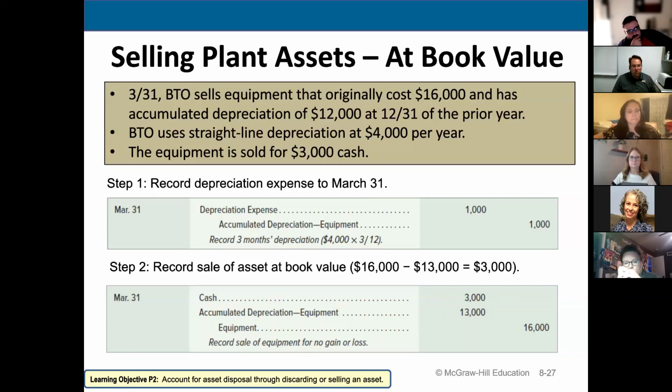And then we're also going to record the full amount of the asset account, equipment in this case. It will always have a debit balance, right? That was our original cost. And so again, here you can see we have a credit to the equipment, so the equipment account is going to go to 0, a debit to accumulated depreciation, so that's going to go to 0, and then the $3,000 cash we received, and there's no gain or loss because we sold it for exactly what its book value was.